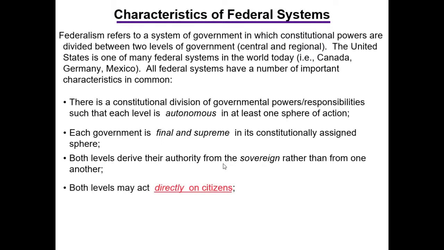Here's a big one. As a historical reality in the United States, this is a big deal. The Constitution, when it went into effect in 1789, fundamentally began the transformation of the United States in this respect. Now, under the new Constitution, both levels of government, national and state, can act directly on individual citizens, as my example of taxing suggests. The national government can tax you directly, the state governments can tax you directly.